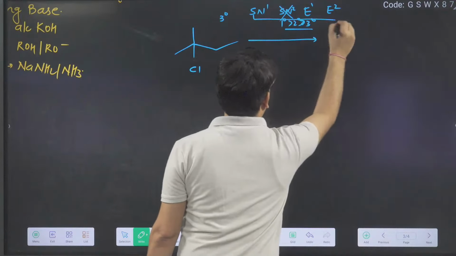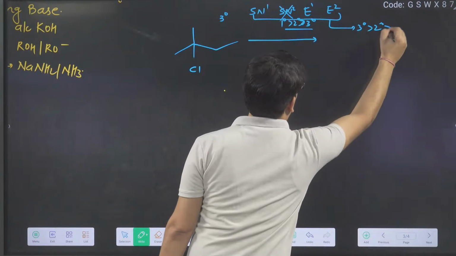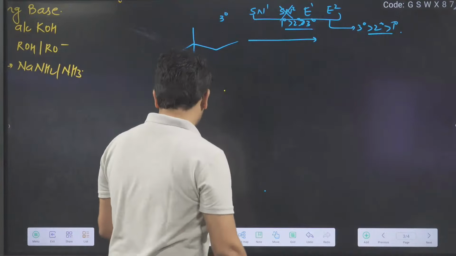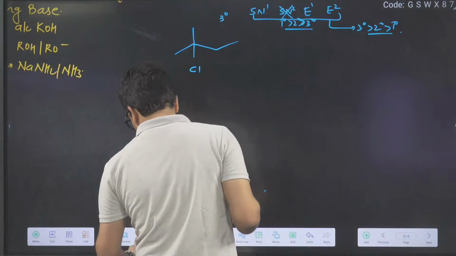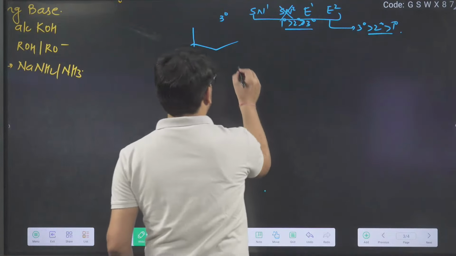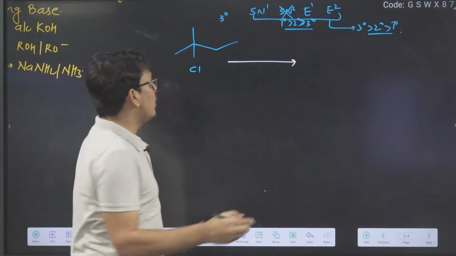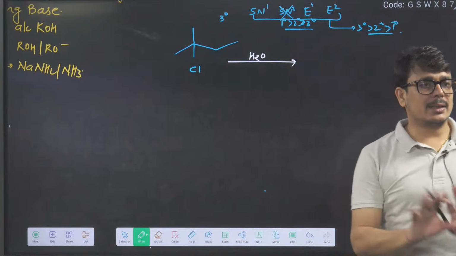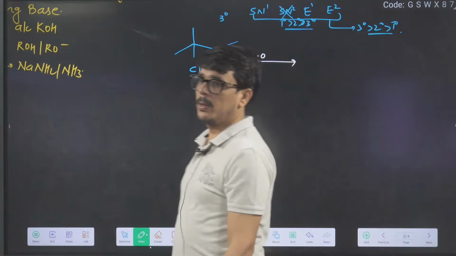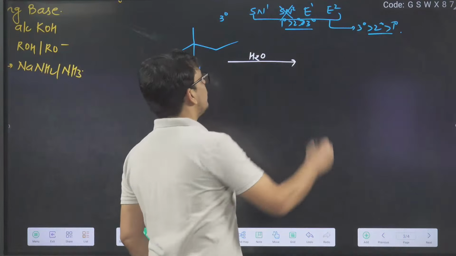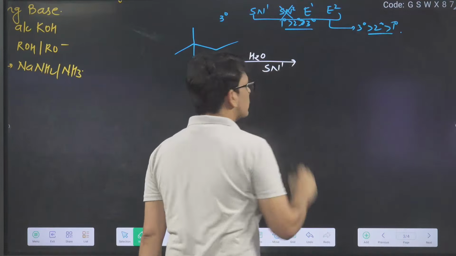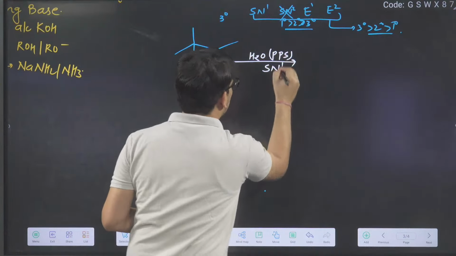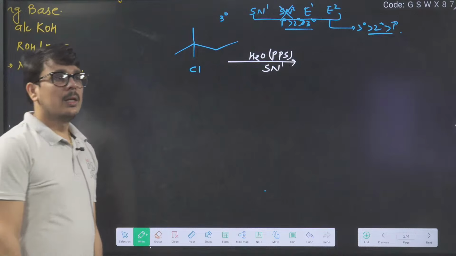The rest of them are 3, 2, 1. Remember this thing or not? So we eliminated SN2 directly. Now if I say only H2O, other than H2O, do you find anything here? No. So this prefers to undergo which reaction? SN1. Why? Because this is a polar protic solvent. So it is an SN1 reaction.